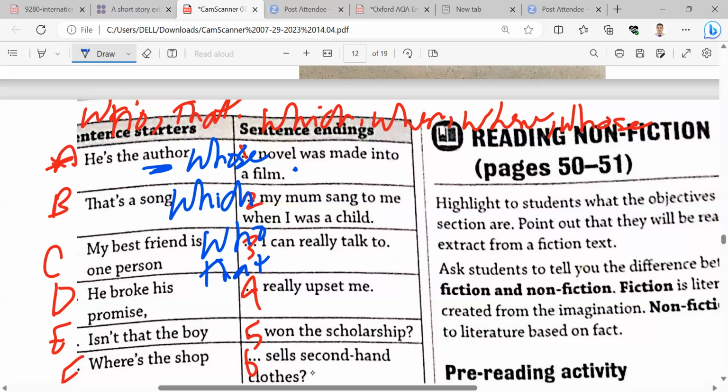Number 5. Isn't that the boy who won? Exactly, who. Akram, the last one. Where is the shop that sells second hand? That, perfect. Or which? That or which? Both are correct.